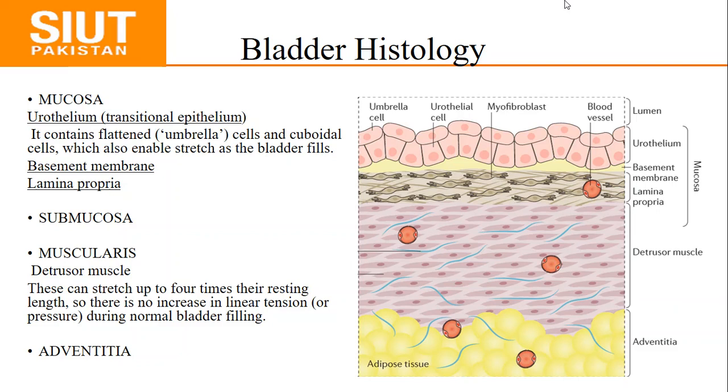Bladder histology is also important in distension of the bladder. The mucosa consists of urothelium, which is transitional epithelium. It consists of flat, umbrella-shaped cells which can expand and allow the stretching of the bladder. Other than that, it has the submucosa. The muscularis layer is composed of detrusor muscle. The detrusor muscle can stretch up to 4 times without increasing the linear tension. And then the adventitia.